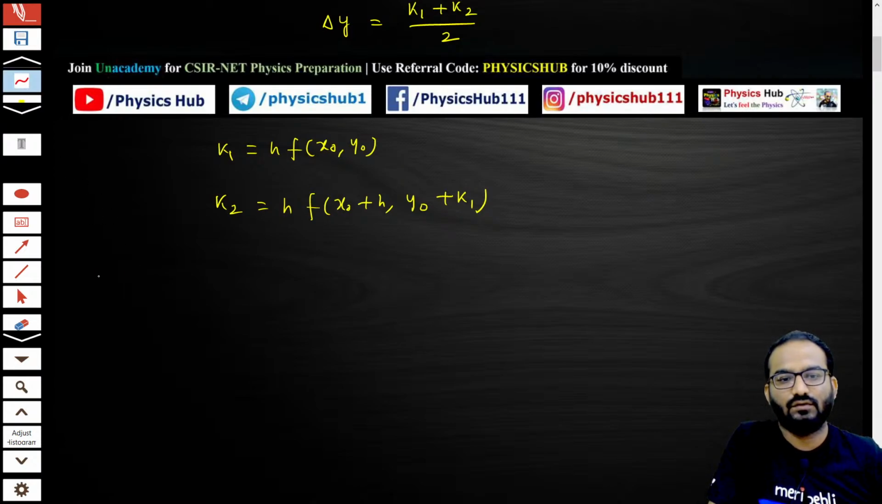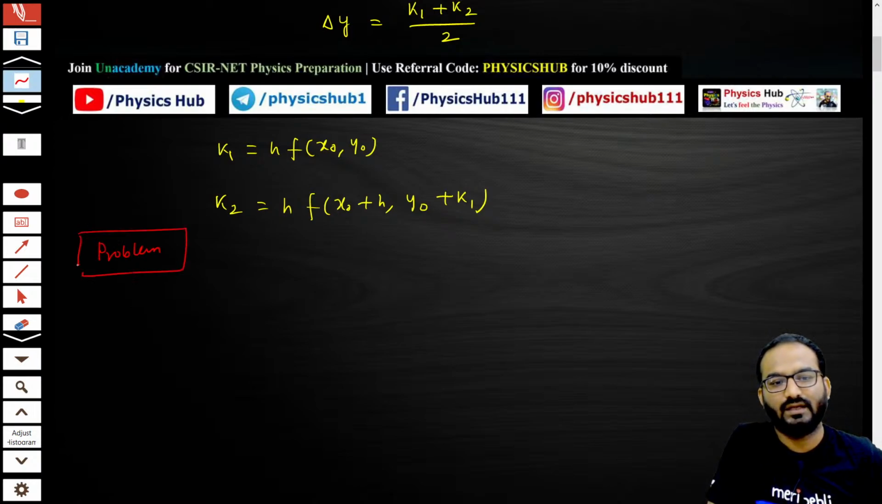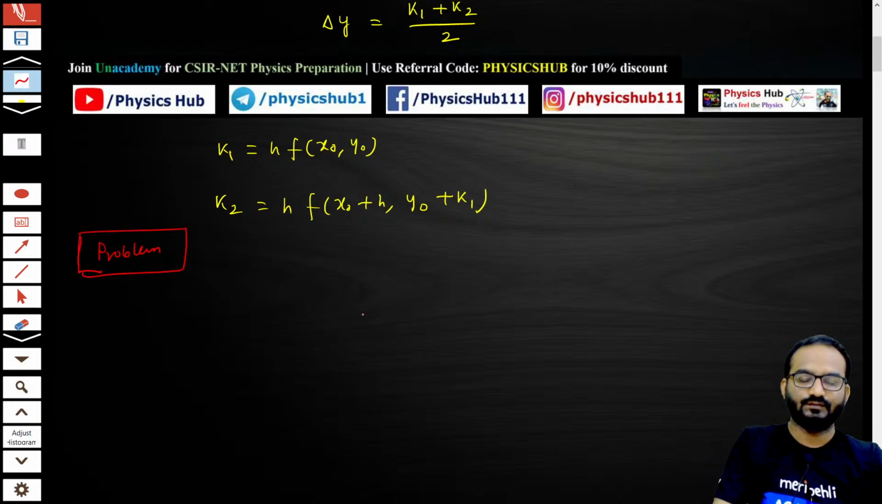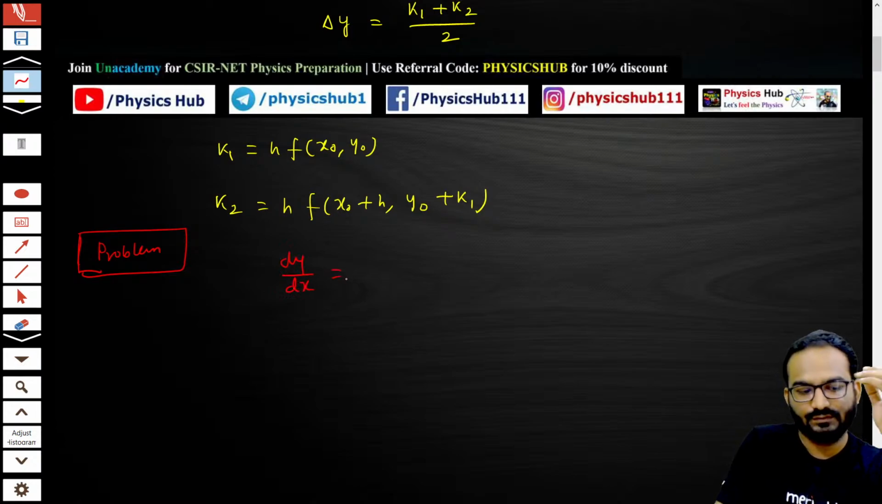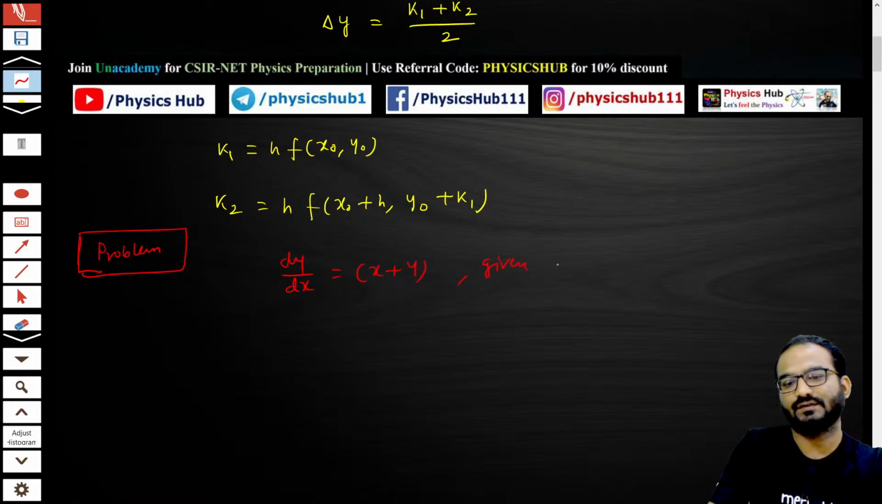So let us now solve a problem, then we will understand how to apply this Runge-Kutta method. So we have a problem. Let's say dy by dx is equal to x plus y. This is the differential equation given, and the initial condition is y at x equals 0 is 1. You have to find out y at x equals 0.2 using the Runge-Kutta method of second order.